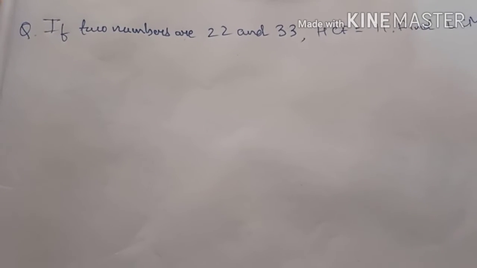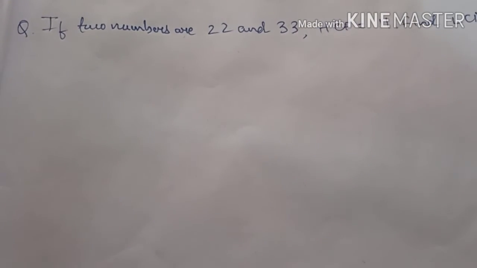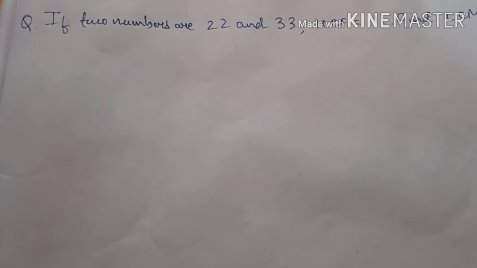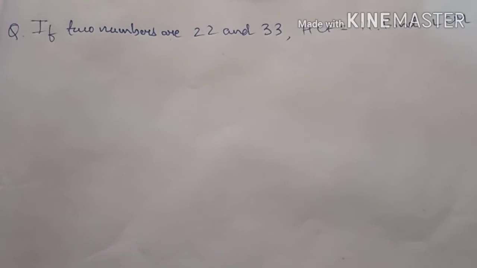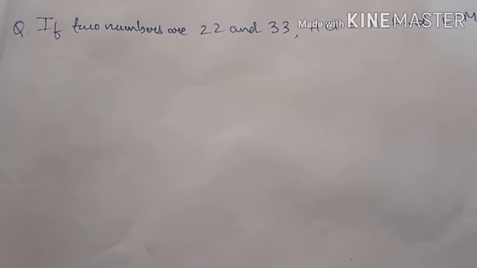So now we will understand this question. If two numbers are 22 and 33 and HCF is given as 11, and we have to find the LCM. So now see how to do this sum.